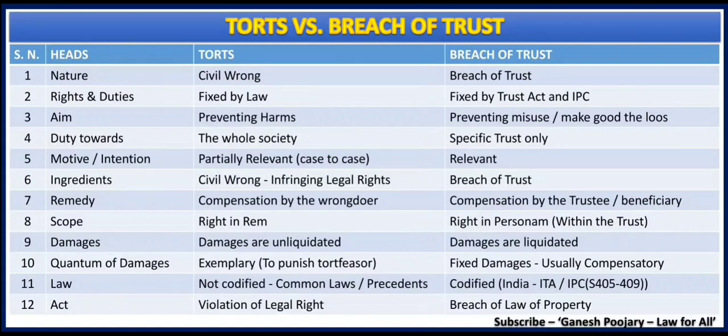How are we understanding the table? There are serial numbers and then we have heads. For each head, what are the differences? That is what we are going to understand. The first being the nature. The nature of torts is civil wrong. Whereas when it comes to breach of trust, the nature is that there is some breach of trust.